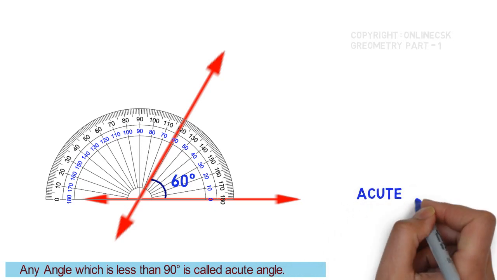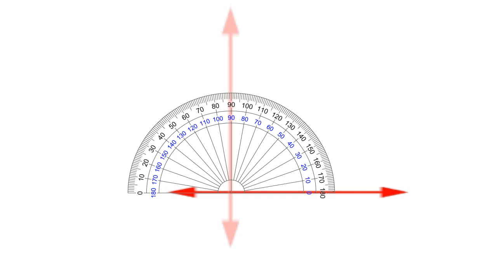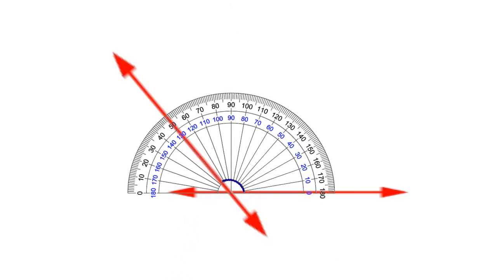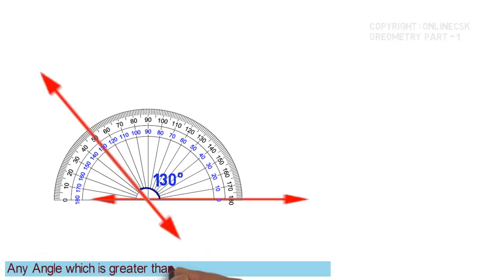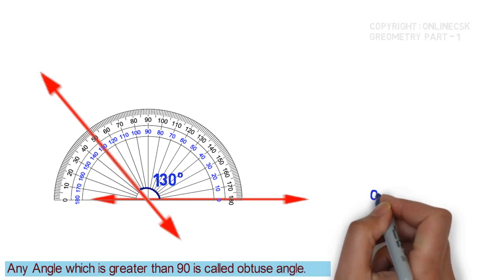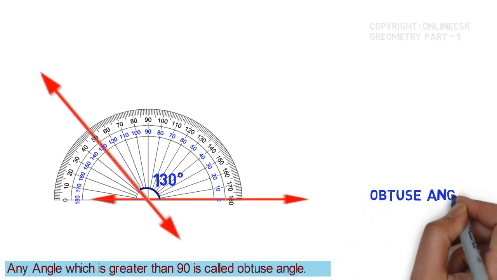Now we'll consider the case when the angle is greater than 90 degree. For example, let's say 130 degree. Here it's greater than 90 degree, right? My dear friends, whenever the angle is greater than 90 degree, it is called obtuse angle. So let me write here obtuse angle.